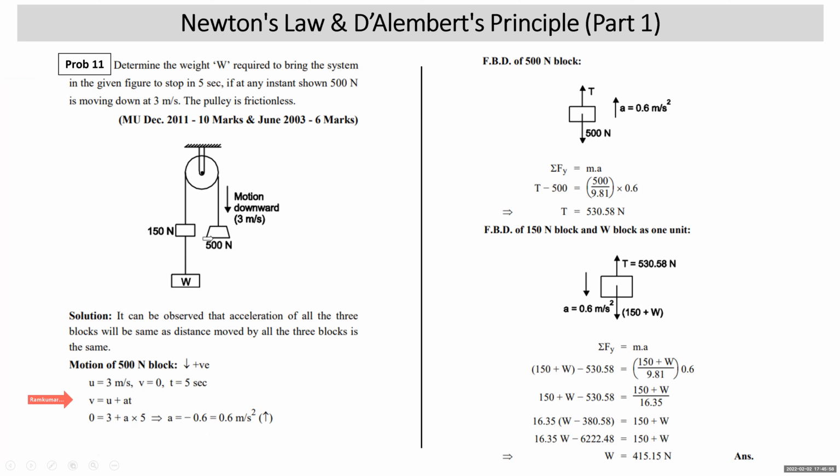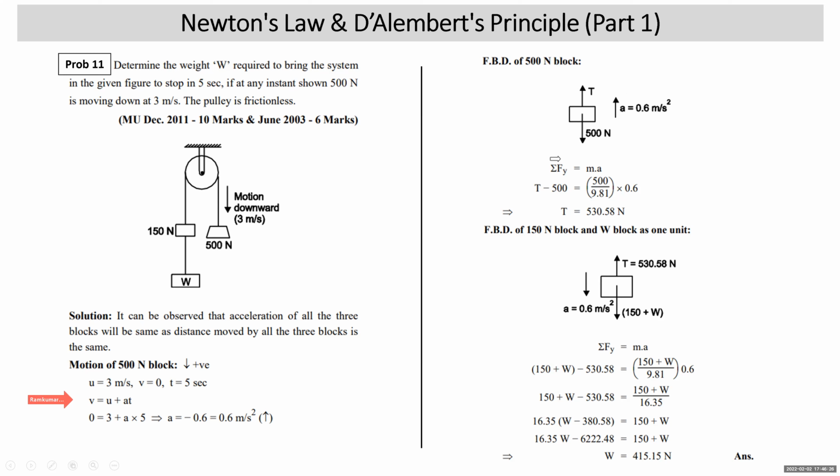So we understand that the 500 Newton block is under deceleration, under negative acceleration. Now we draw the free body diagram of the 500 Newton block. Its weight will act vertically down, tension will act vertically upward, acceleration is upward. On the free body diagram, we always mark the direction of acceleration correctly, never with a negative sign. Acceleration is 0.6 meter per second square upward.